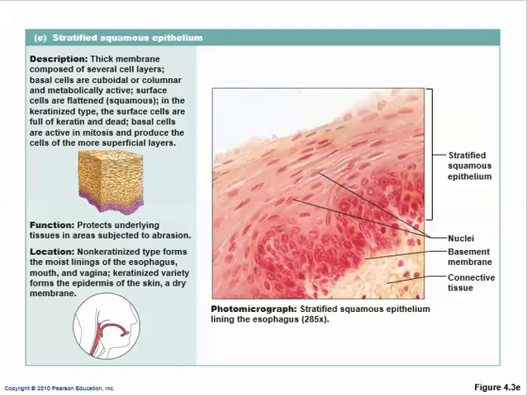The problem with the non-keratinized stratified squamous epithelium is there's no room for mucus-producing cells. So it is a dry epithelium unless it can be moistened from an external source, from a glandular source that's remote from it.